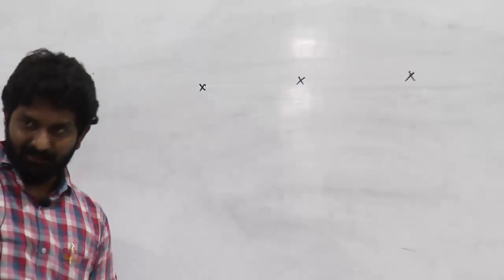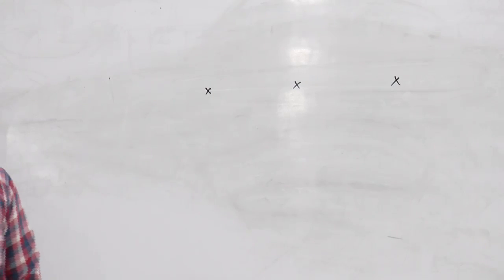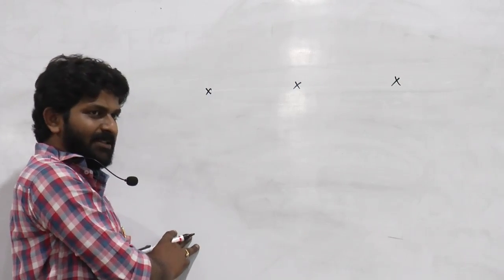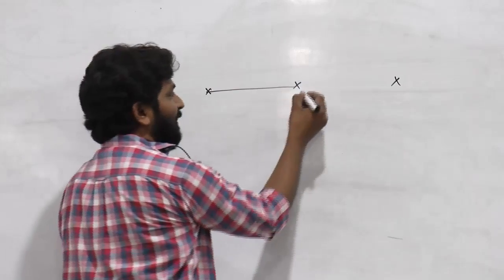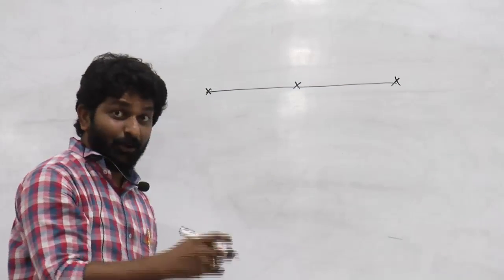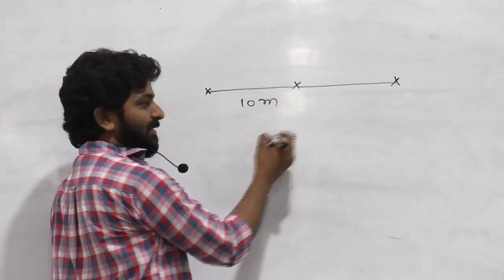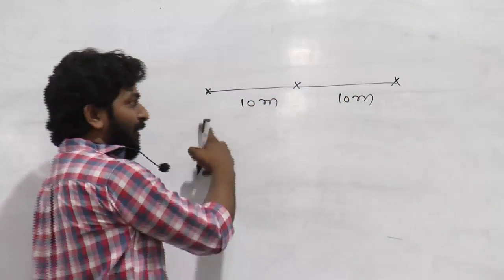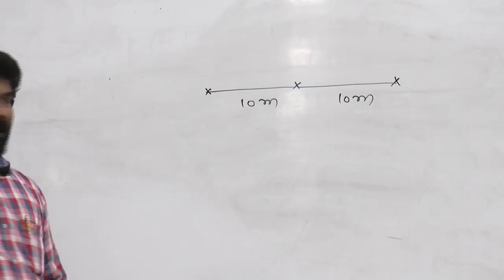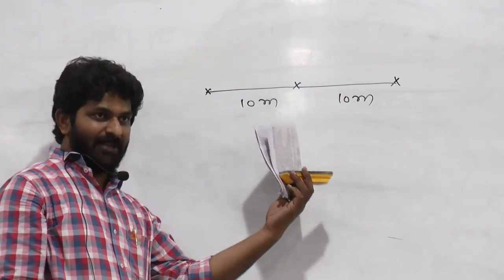How many persons are there? Odd number. Yes or no? Odd number of persons are there. Let me start with 3 persons. The distance between every 2 consecutive persons is given as 10 meters. They should assemble at the middle person's place.